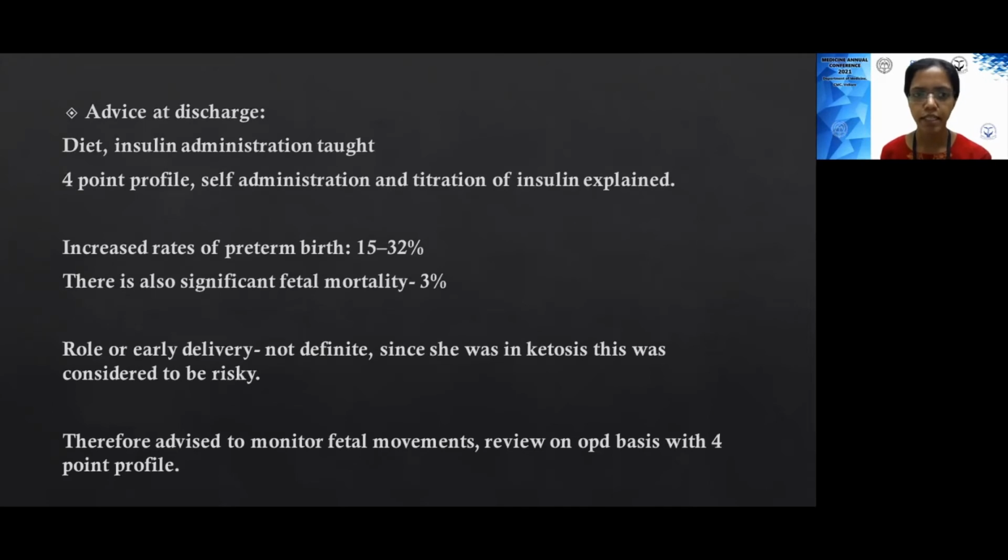At discharge, we advised her, other than the diet and insulin administration, to maintain a 4-point profile and titrate insulin according to sugars. We also explained to her that there is increased rate of preterm birth and there is also significant mortality despite the complete treatment. There's no role of early delivery and she was in ketosis at the time of admission, so we did not deliver her at that time. We advised her to monitor fetal movements and review on OPD basis.